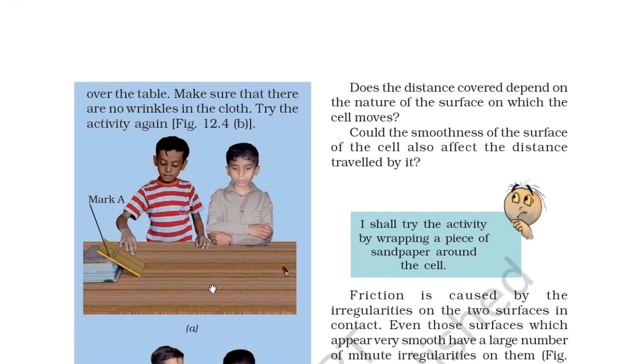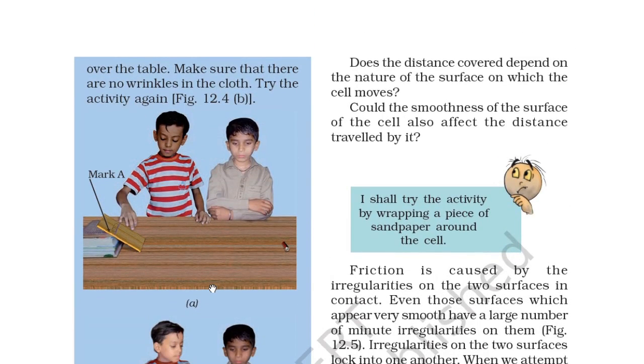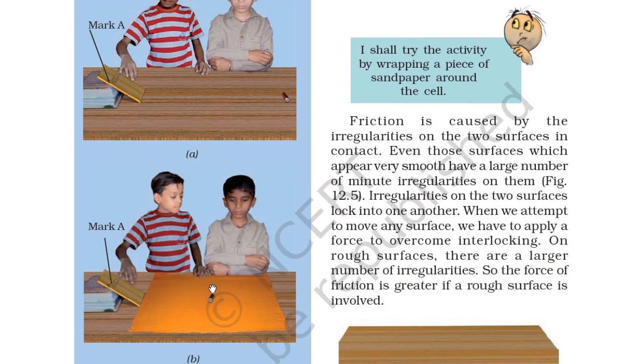Does the distance covered depend on the nature of the surface on which the cell moves? Could the smoothness of the surface of the cell also affect the distance travelled by it? So Bojo says, I shall try the activity by wrapping a piece of sandpaper around the cell.